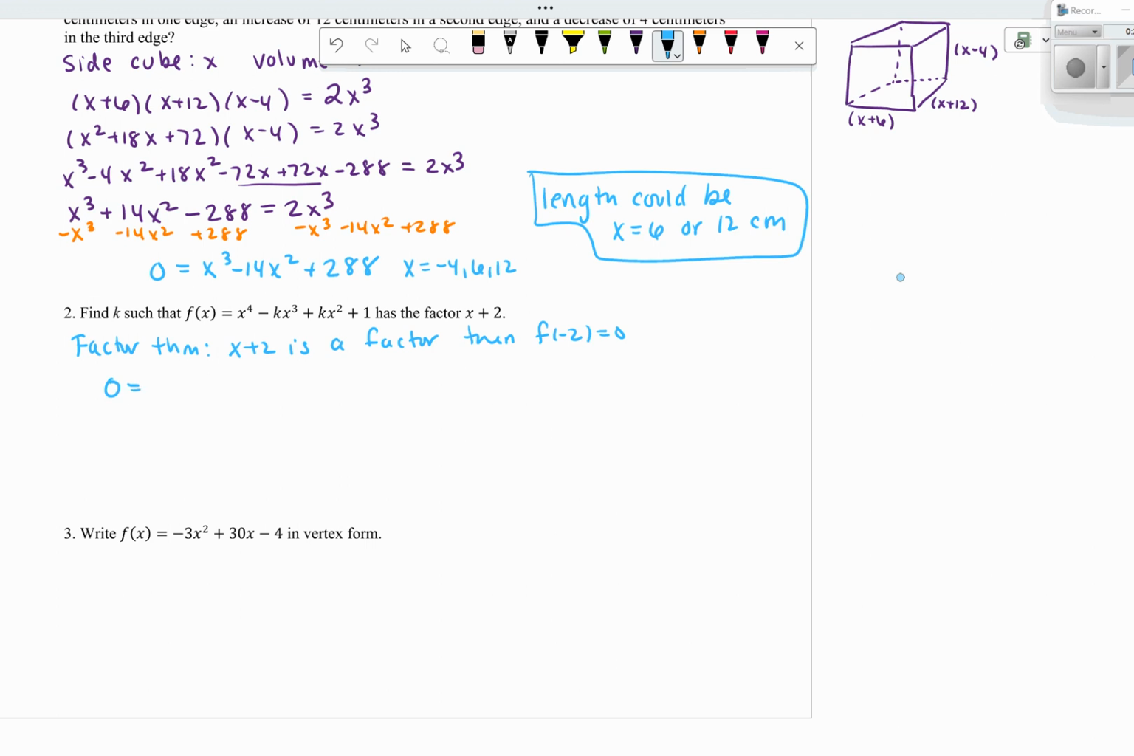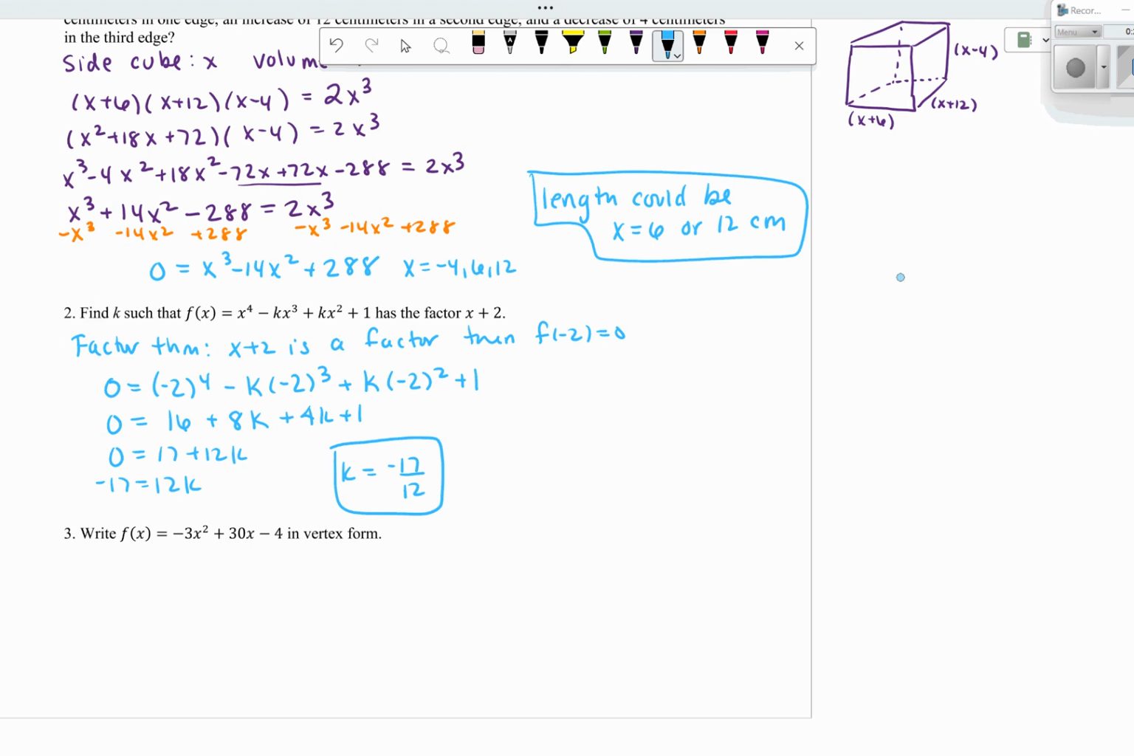So this would be 0 equals, and I'm going to plug in -2 for x, so -2 to the 4th minus k times -2 cubed plus k times -2 squared plus 1. So then we get 0 equals -2 to the 4th would be 16 plus, 2 to the 3rd is 8, that's negative times negative, so positive, so plus 8k, and then plus 4k plus 1. So 0 equals 17 plus 12k. So -17 equals 12k. So k equals -17 over 12.